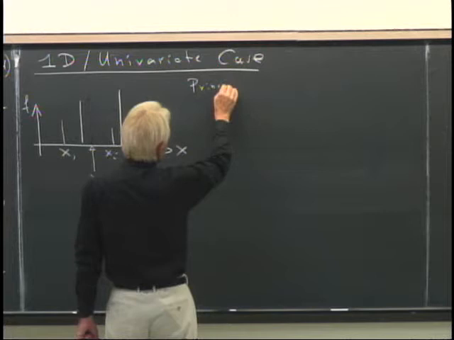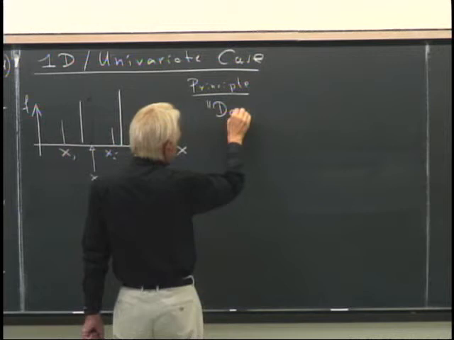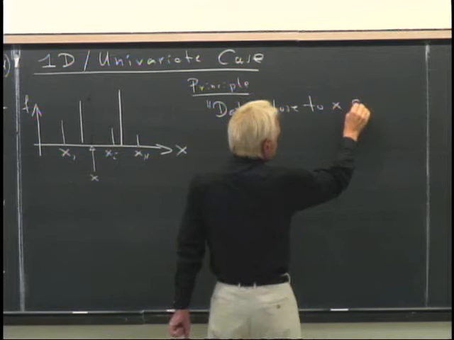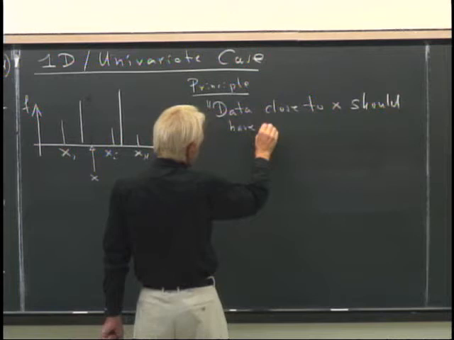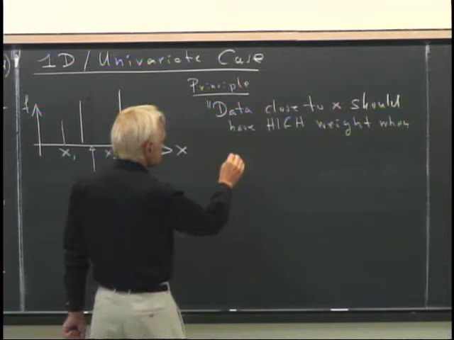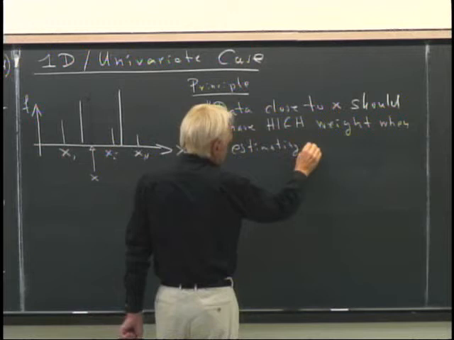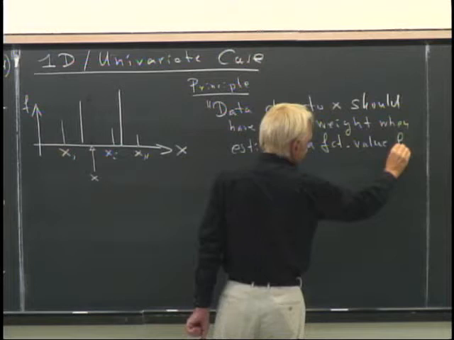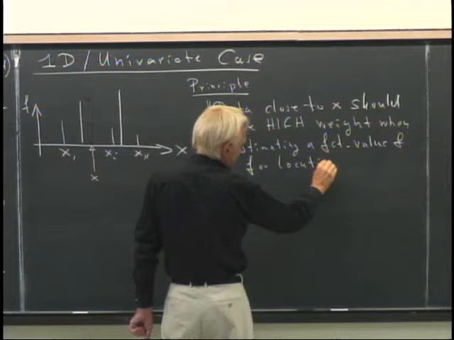So the general principle: data close to X should have high weight when estimating a function value, F value, for location X, location slash site X.